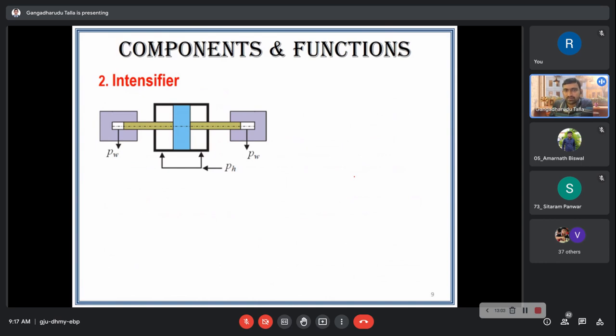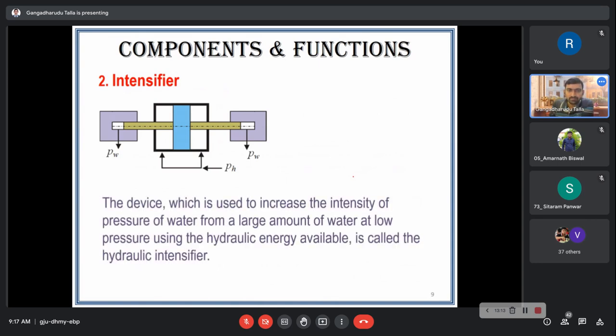So next is the intensifier. Its purpose is to increase the pressure. This is a device used to increase the intensity of pressure of water from a large amount of water at low pressure using the available hydraulic energy, that is, the hydraulic intensifier. If you look at this cylindrical part, consider this cross section area.